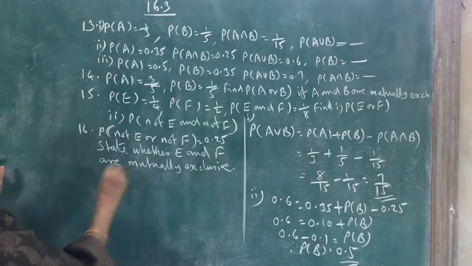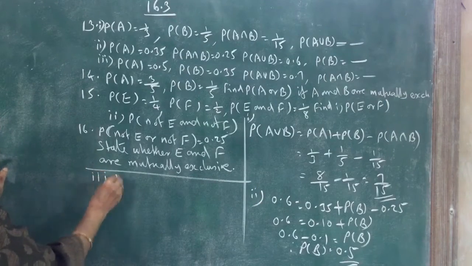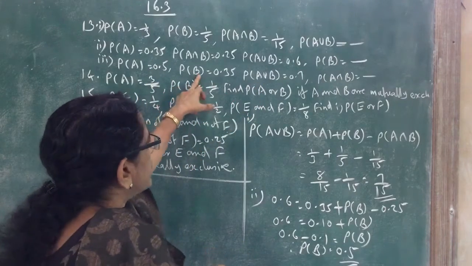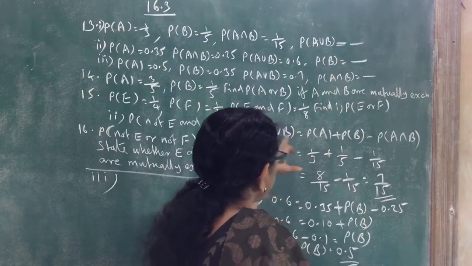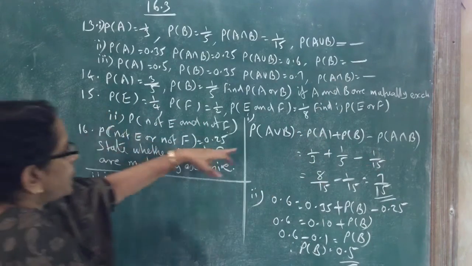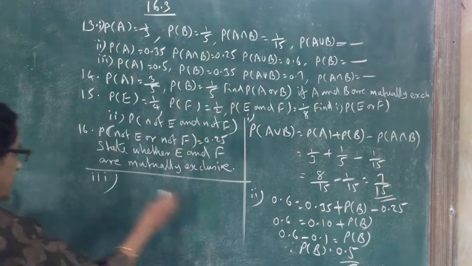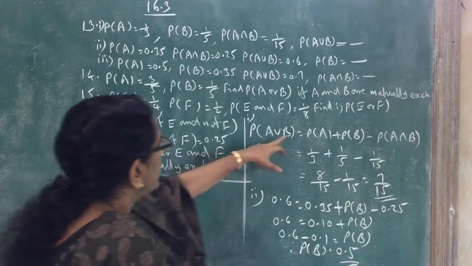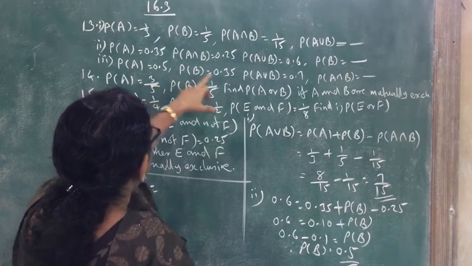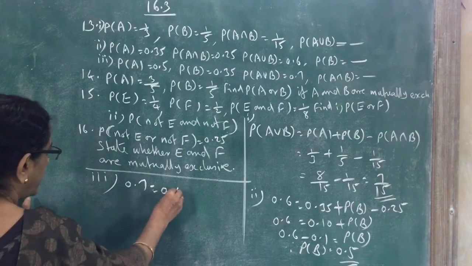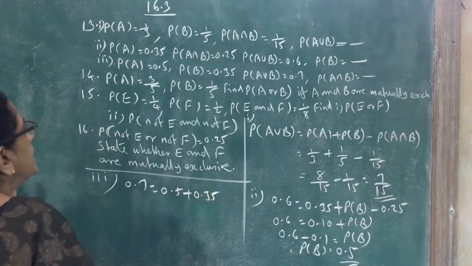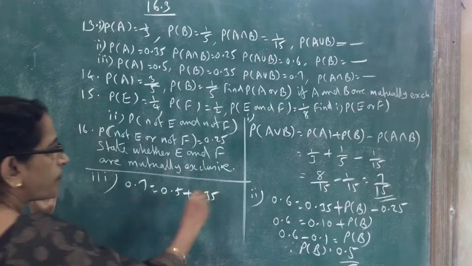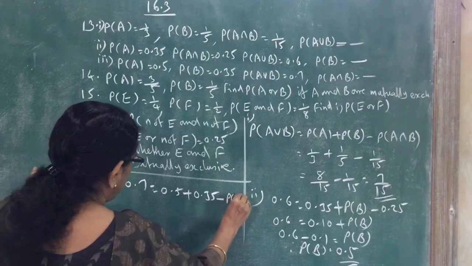Now the third one. Here probability of A union B is given, probability of A and probability of B are given, and probability of A intersection B we have to find. In the same formula we can substitute the given values. Probability of A union B is 0.7, so 0.7 equals probability of A plus probability of B, 0.5 plus 0.35, then minus probability of A intersection B, which we want to find.